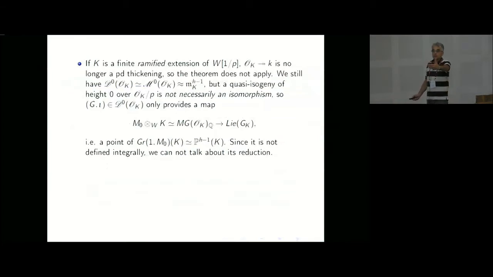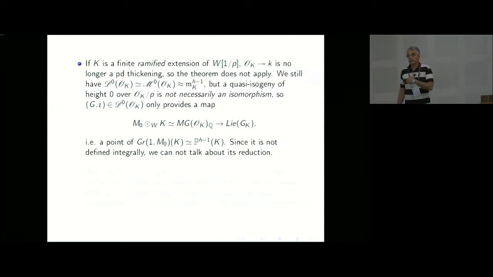We still have by Lubin-Tate that via the Lubin-Tate coordinates, the O_K points of the deformation space are classified by m_K to the h minus 1. But now what goes wrong is that a quasi-isogeny of height 0 over O_K mod p, in contrast to F_p bar, will have nilpotence now, right? It need not be an isomorphism.